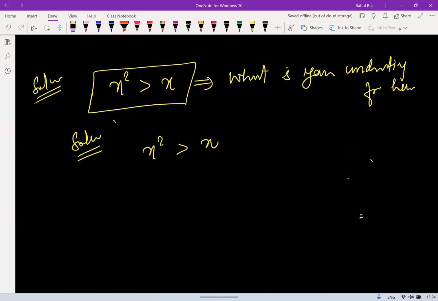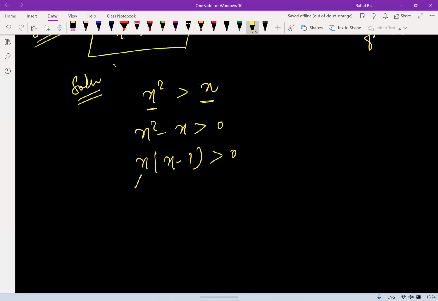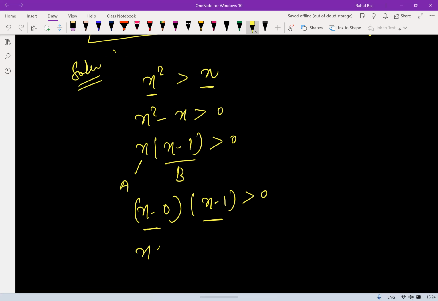So how do I solve this? The normal thought process is that I'll transpose the variable, that is x square minus x greater than 0. That is nothing but x into x minus 1 greater than 0. So let's say this is A and this is B, and I'm telling you AB is greater than 0. Can I write A as x minus 0 and B as x minus 1, greater than 0? Don't you feel this is exactly in the same format that we studied right now? It means that x is either less than 0 or x is greater than 1. Any problem?